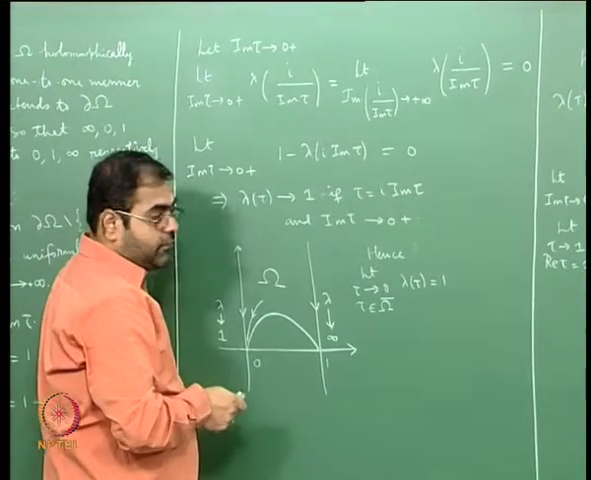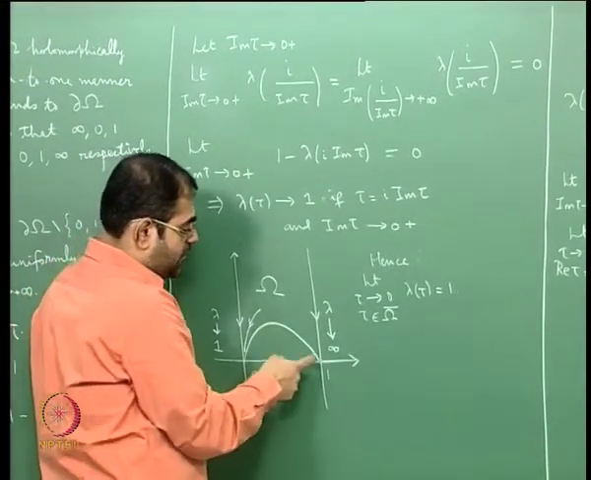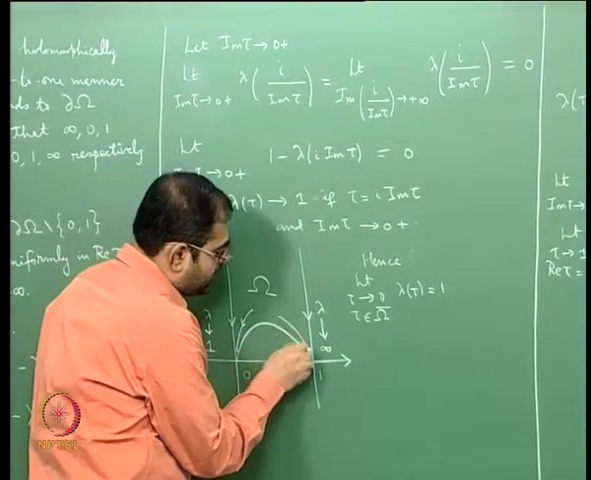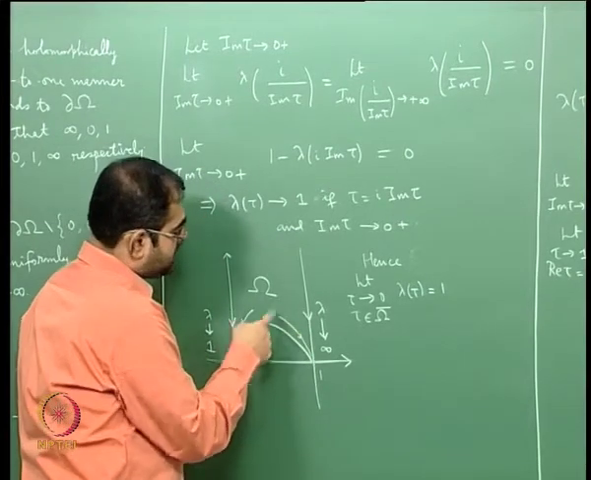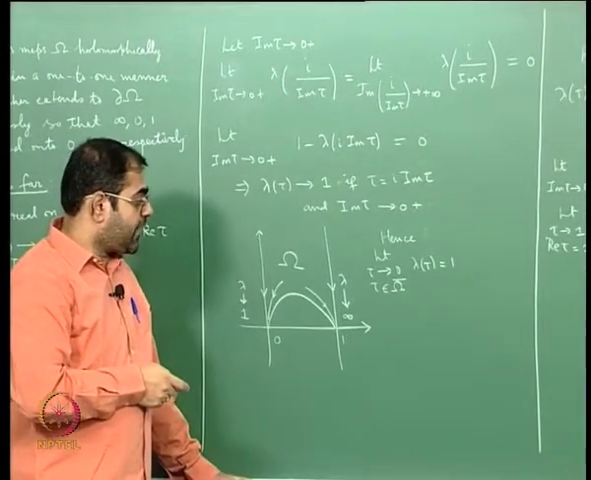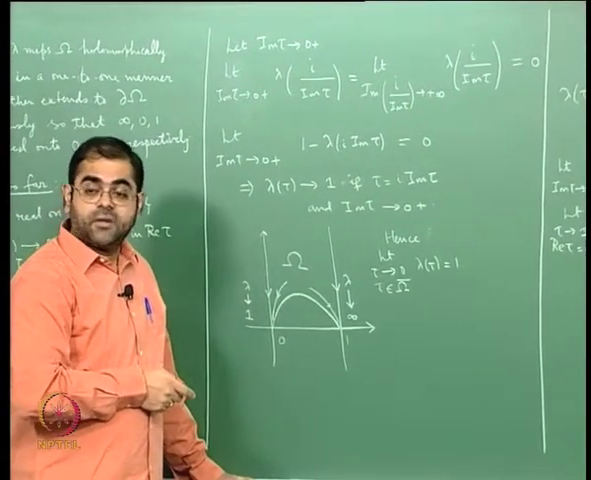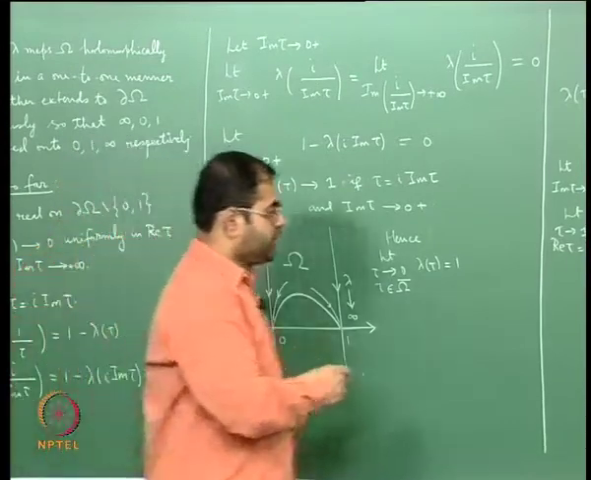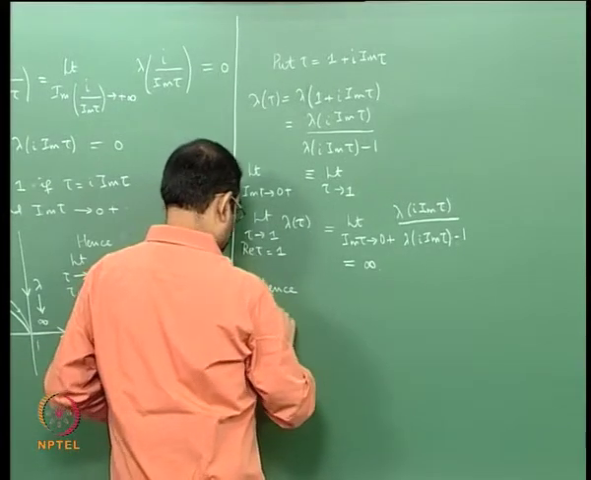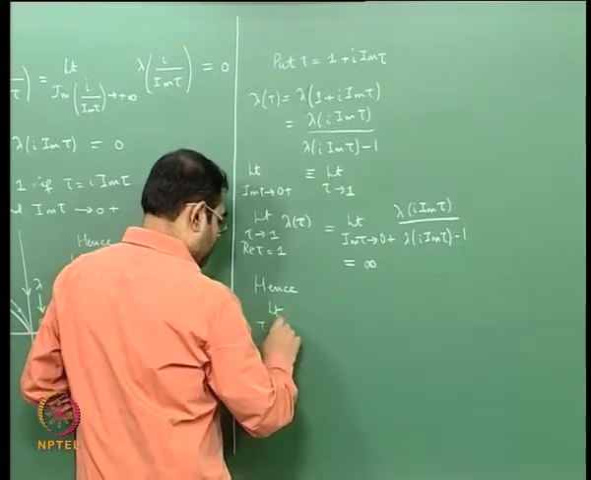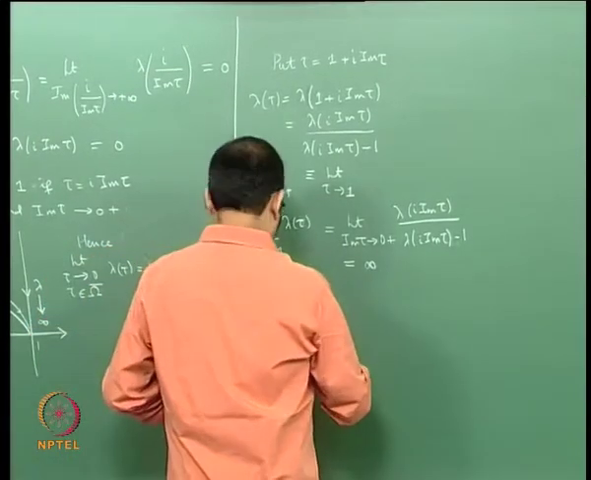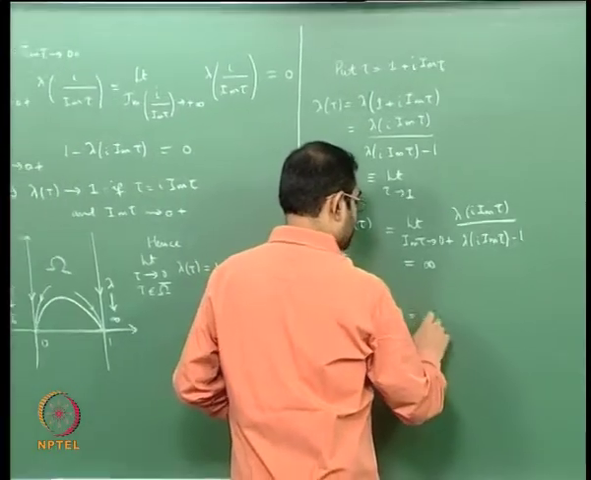And now it is clear again, because lambda is analytic in the upper half plane, that if I approach along any path which is inside omega or on the boundary of omega, lambda of tau will certainly tend to infinity as tau tends to 1. So hence I will have the limit, as tau tends to 1, tau in omega bar, of lambda of tau is infinity.